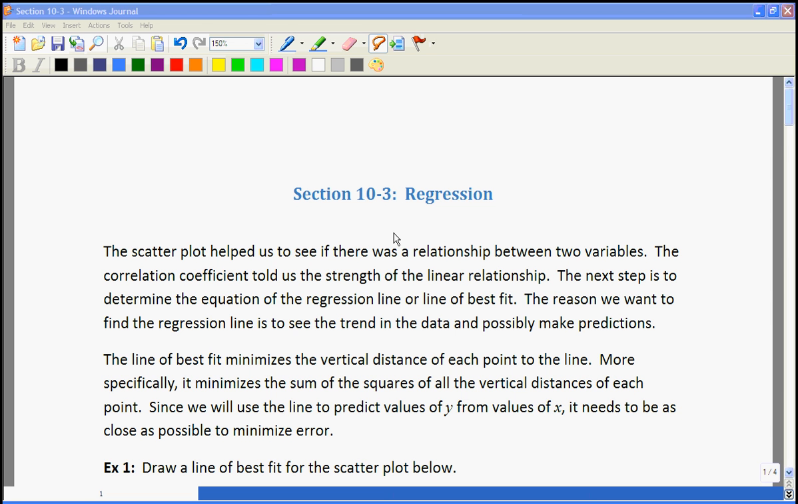We can say positive or negative, strong, moderate, or weak, but we want to have some numerical values there. We also want to be able to use the regression equation to make predictions about unknown values or future values. The line of best fit minimizes the vertical distance of each point to the line. So let me give you a quick visual of that.